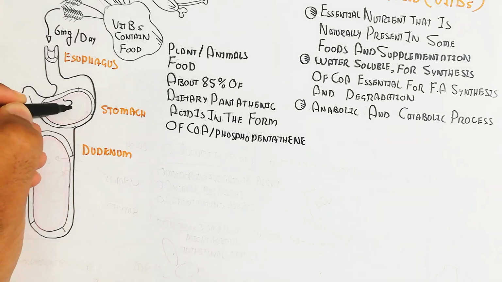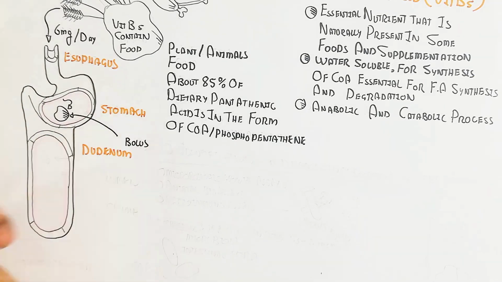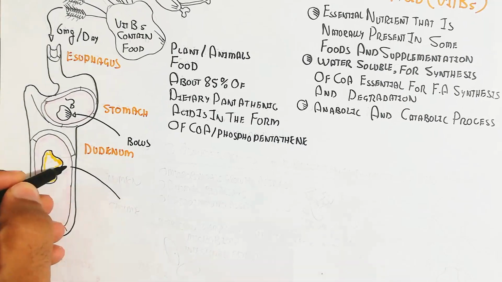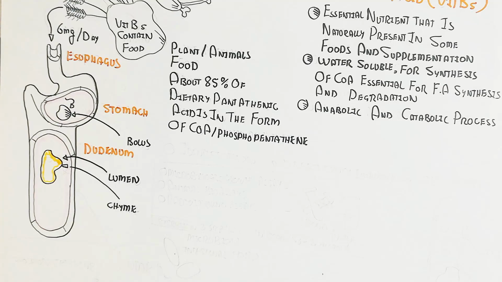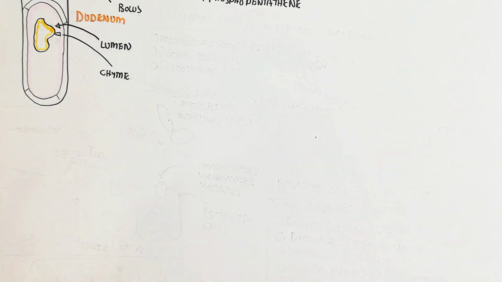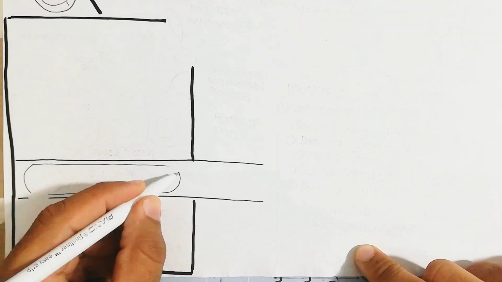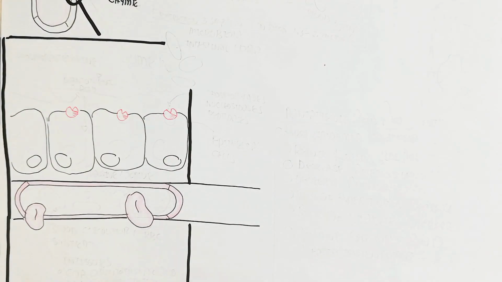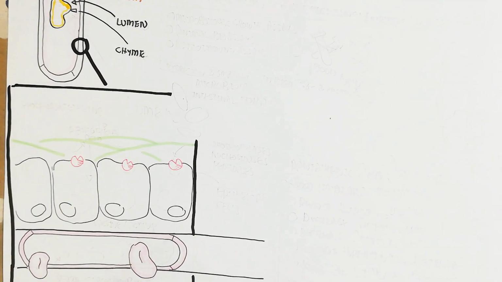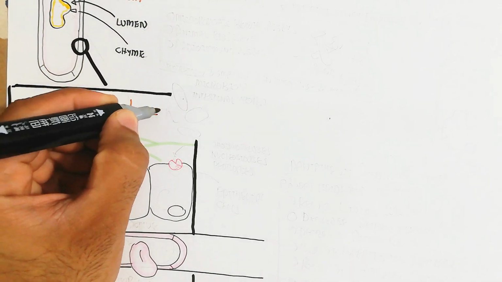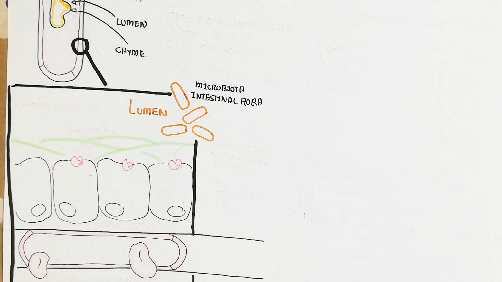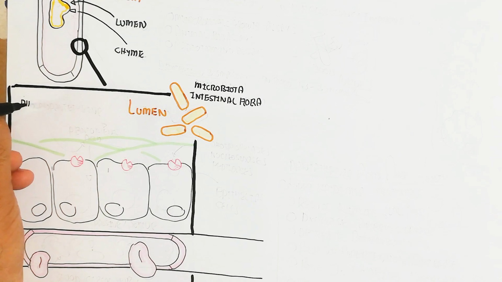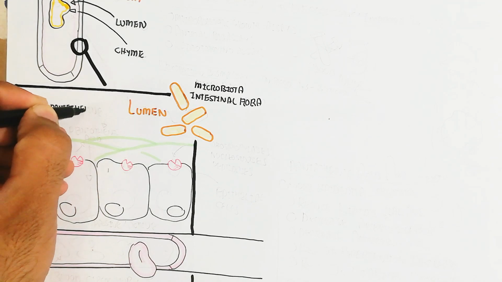Whenever the required 6 milligrams per day is consumed, it enters from the esophagus to the stomach and duodenum in the form of bolus and then chyme. The chyme carries this phosphopantetheine into the lumen, where the intestinal microbiota are present, and they also convert this dietary phosphopantetheine into pantothenic acid.